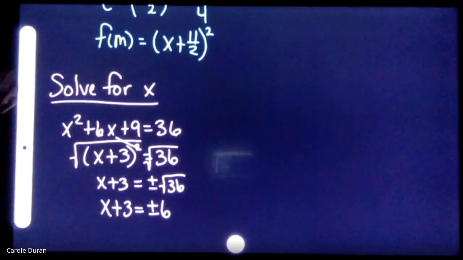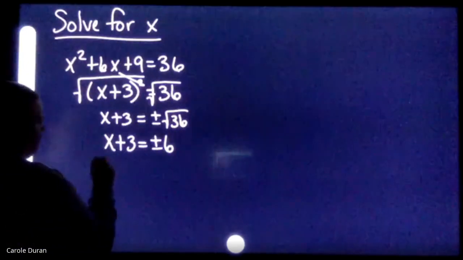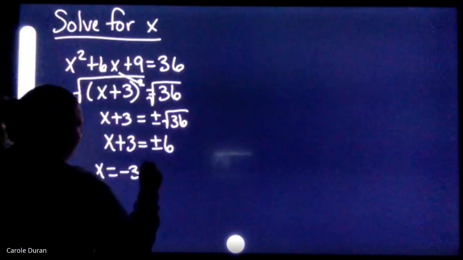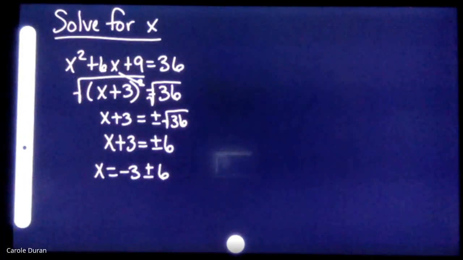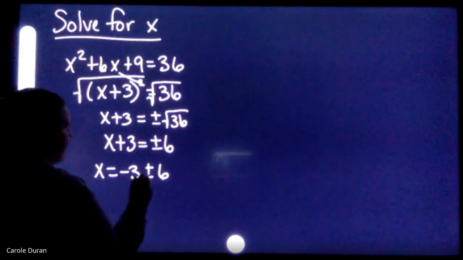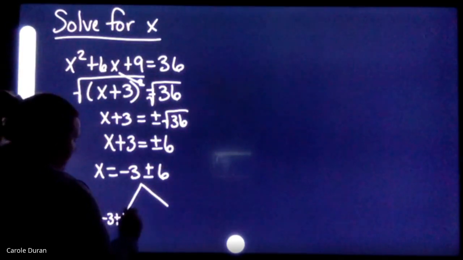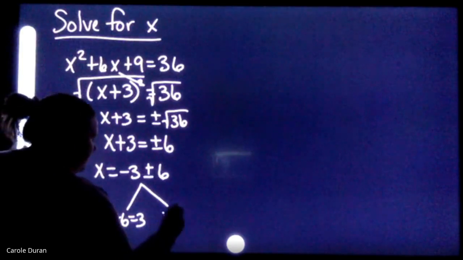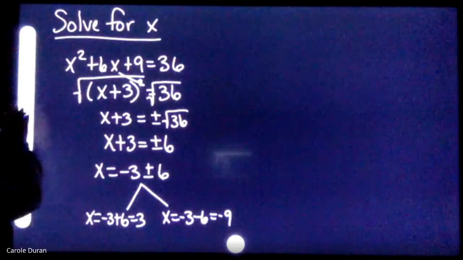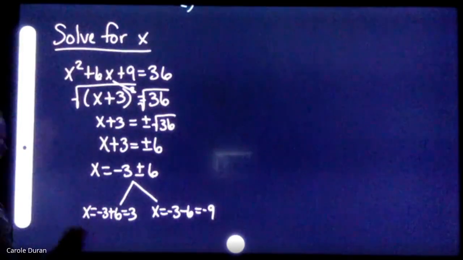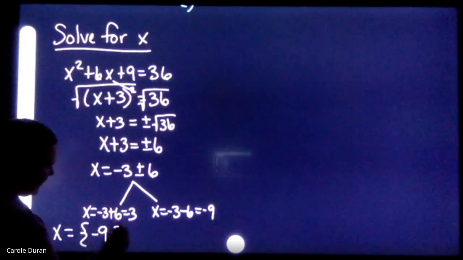My goal, remember, is to solve for x, so I need to get the x by itself. To do that, I'm going to subtract the 3 over. So I end up with negative 3 plus and minus 6. And then I have to split that into two problems, 1 plus and 1 minus. So negative 3 plus 6 equals 3. And negative 3 minus 6 is negative 9. So then my two solutions, which I will put in curly brackets, are negative 9 and 3.